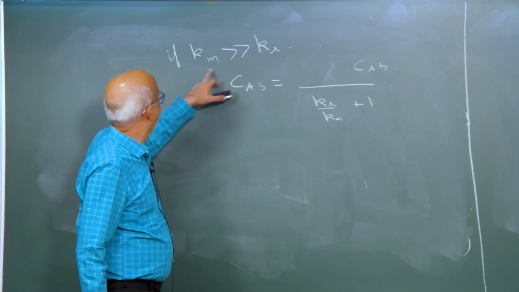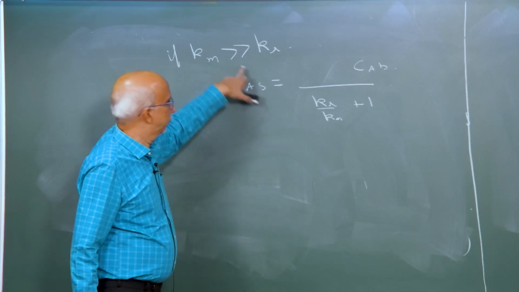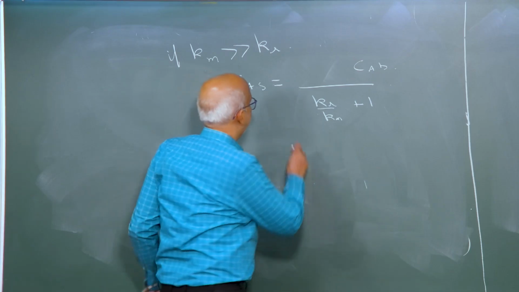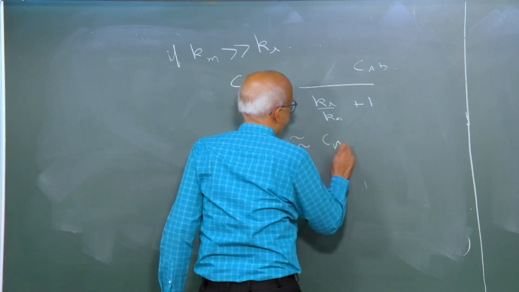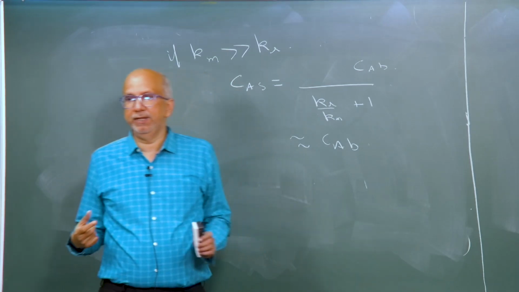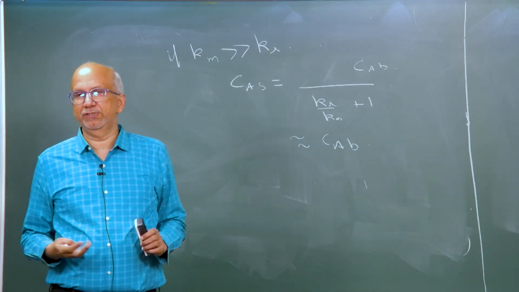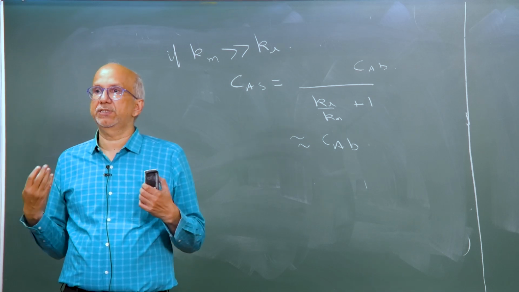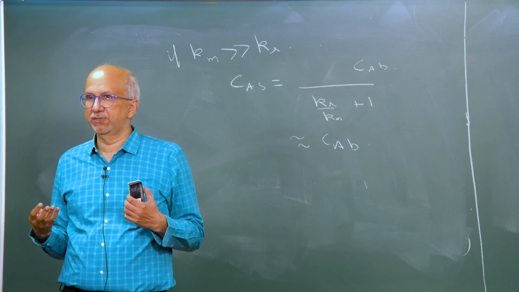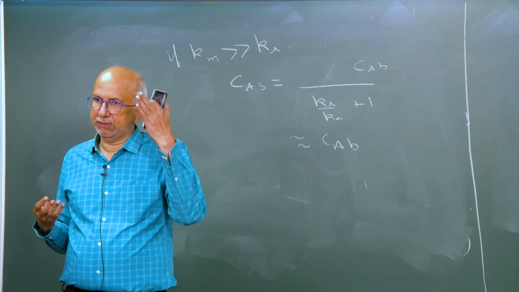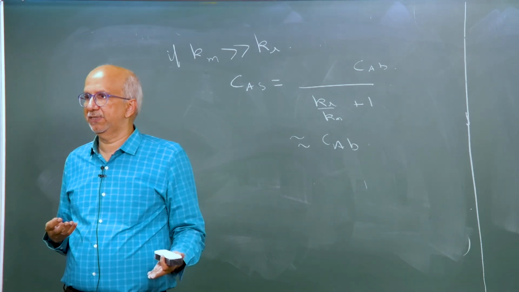Okay. Km is much larger than Kr, so this will be very small, and I can write this approximately equal to CAB. So, if Km is high, it means the mass transfer coefficient is high. If the mass transfer coefficient is high, that means there is no external mass transfer resistance, because Km is high, and therefore, the surface concentration and the bulk concentrations are equal.